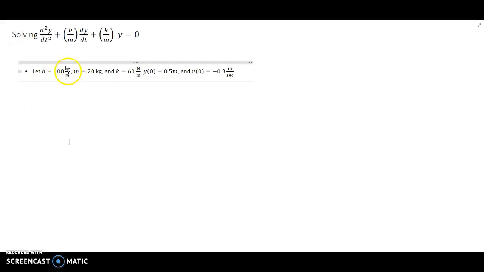sort of rest. So in other words, even though I have a spring constant of 60 newtons per meter and a mass attached to that of 20 kilograms, I also have a damping coefficient of 100 kilograms per meter. So basically, this system is being somehow halted by some sort of force.